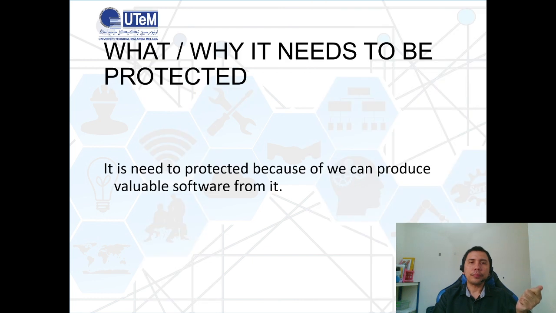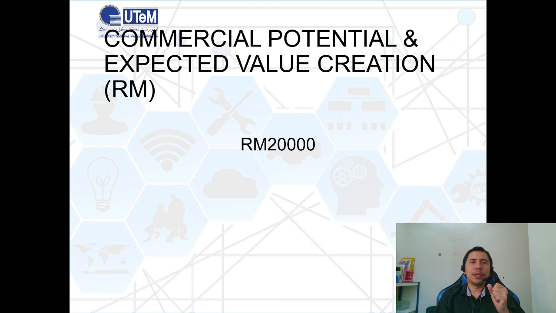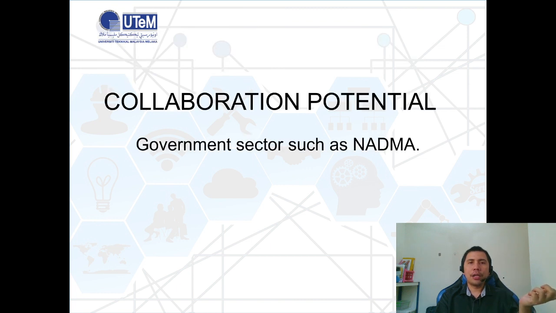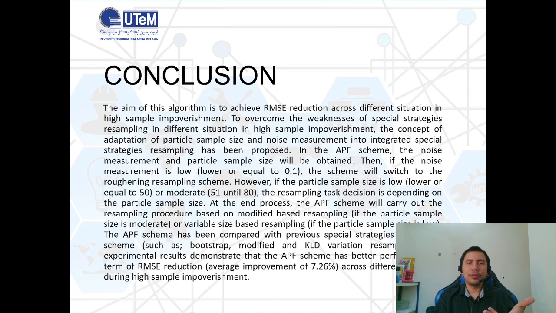Okay. So why does it need to be protected? It needs to be protected because we can produce valuable software from it. We expect the commercial potential expected value creation to be around 20,000 something. And then we want to do collaboration with government sectors such as NATMA. Actually, we want to do that. This is our future.